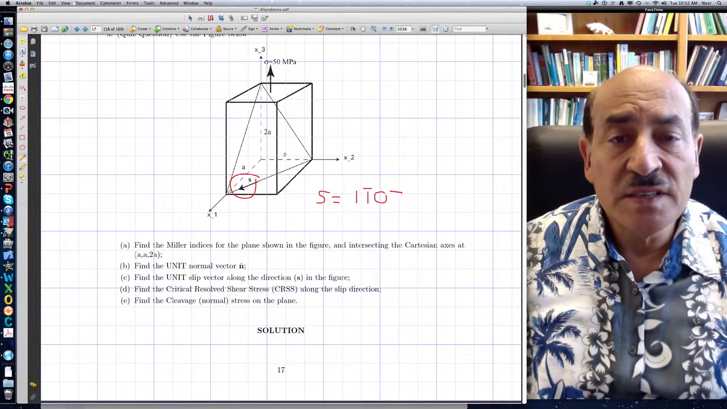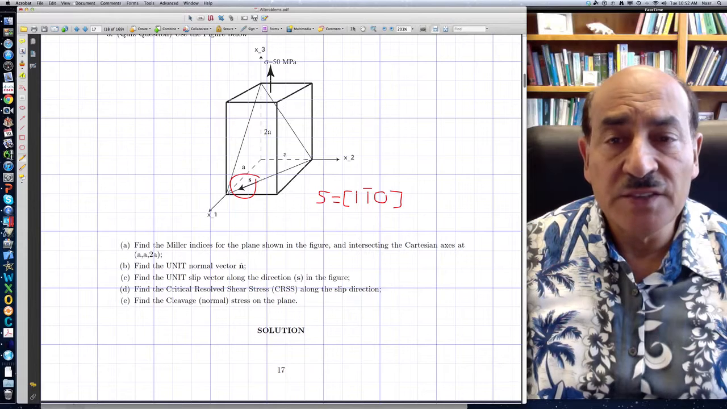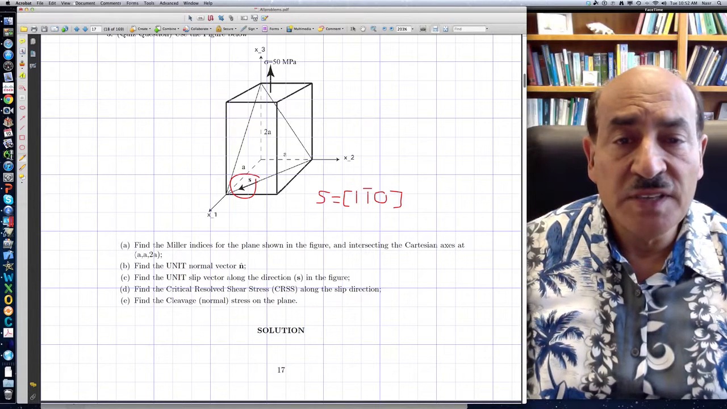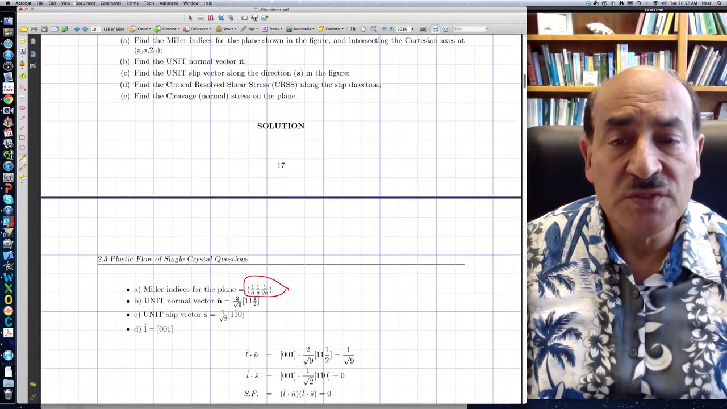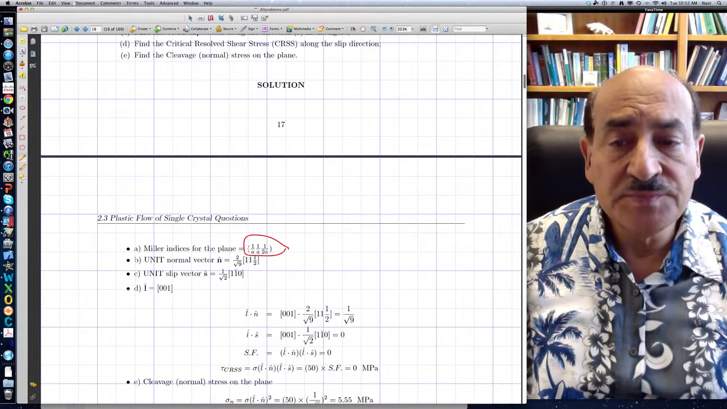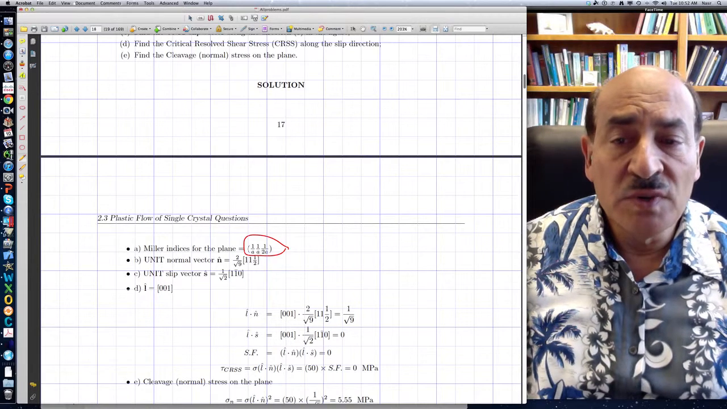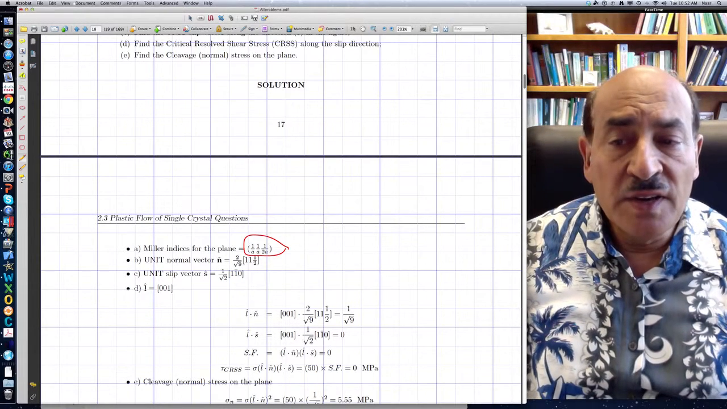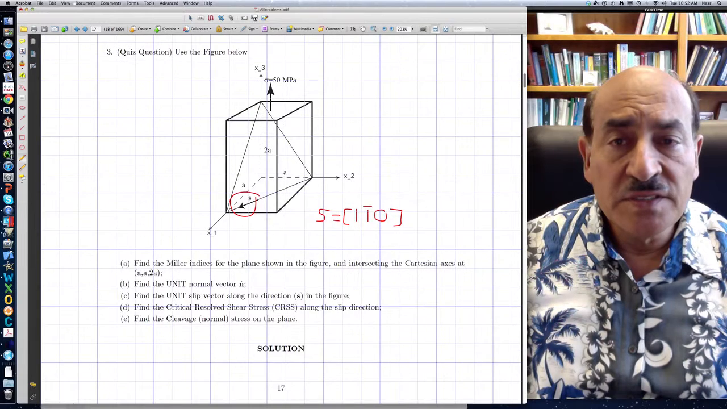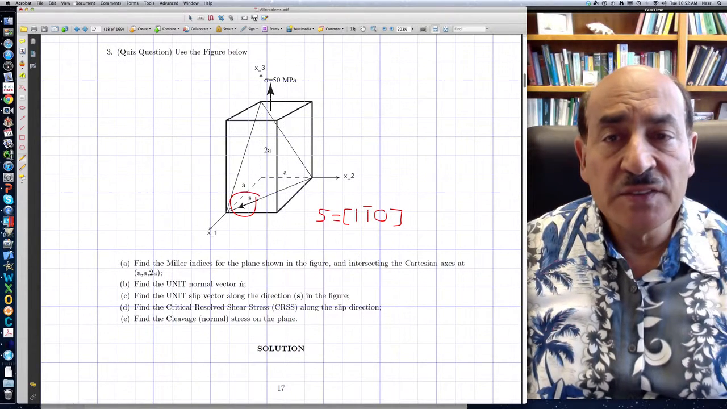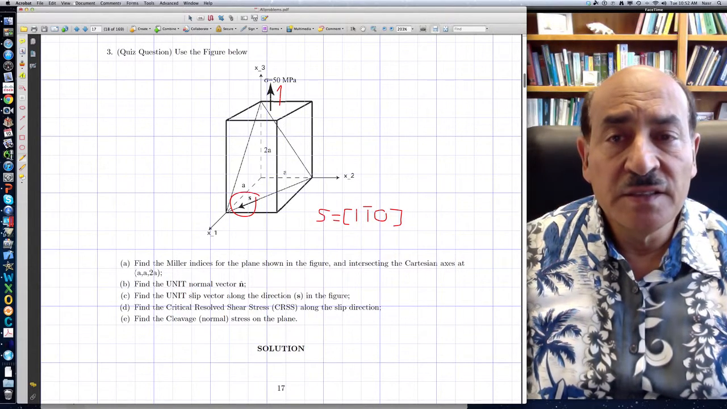So this is a vector S, but it is not normalized. In other words, its magnitude is not 1. So I have to take that and make the magnitude equal 1. And what I did is, the S vector is 1 over the square root of 2 times (1, -1, 0).